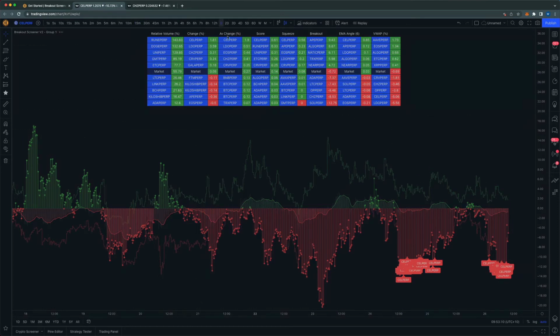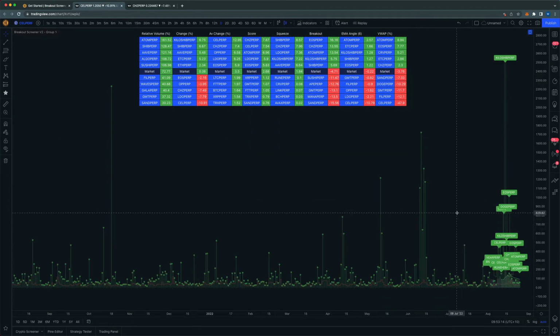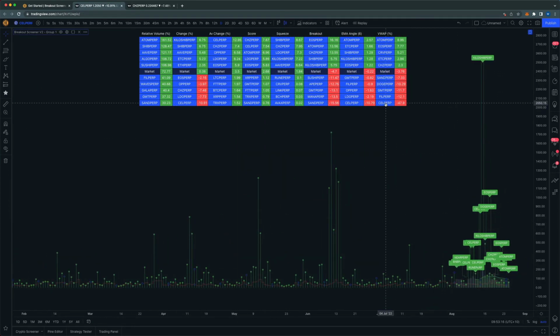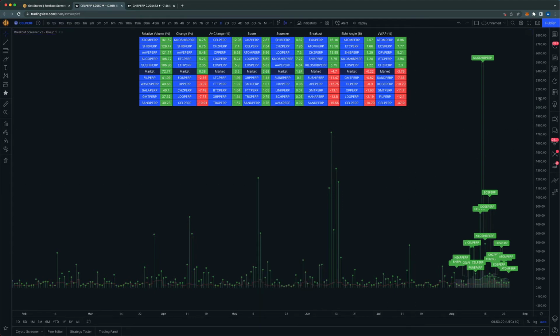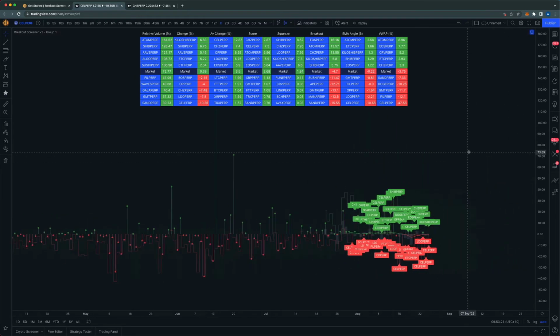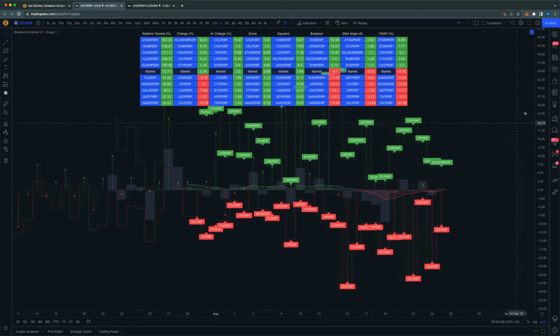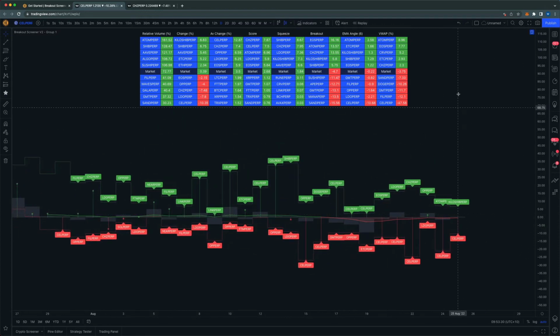So let's pop back to a daily chart. There we go. And we've reset. We're back on a daily chart. I'm going to put this on percentage change. There we go. And let's have a look at a few of these results. So let's start with Atom.